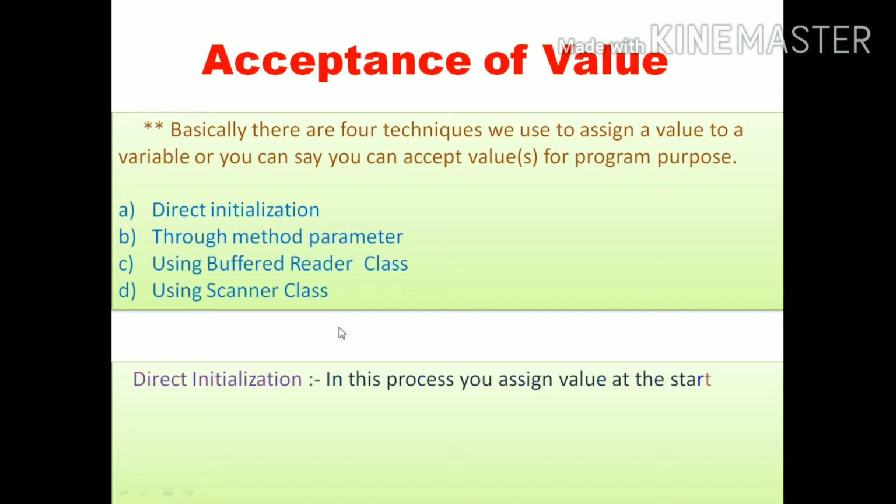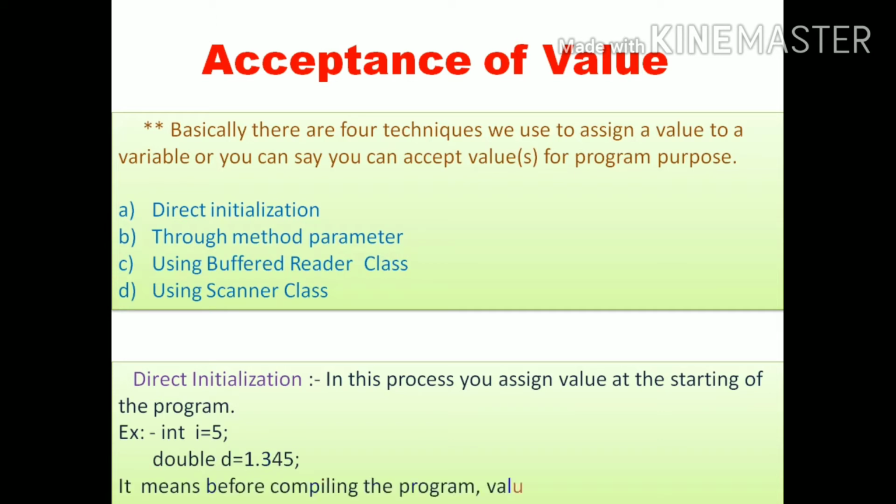Direct initialization: in this process you assign value at the starting of the program. Okay, int i = 5, double d = 1.345. It means before compiling the program, the value is assigned to a variable. That is known as direct initialization or static initialization.